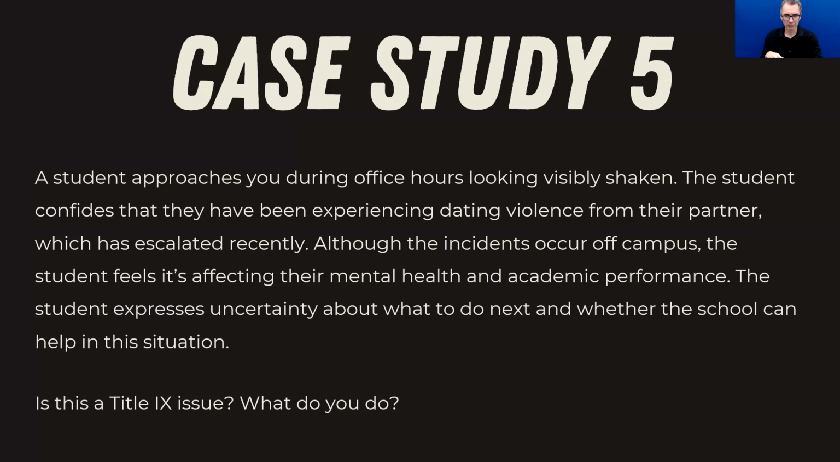That is me. Okay. A student approaches you during office hours looking visibly shaken. The student confides that they have been experiencing dating violence from their partner, which has escalated recently. Although the incidents occur off campus, the student feels that it's affecting their mental health and academic performance. The student expresses uncertainty about what to do next and whether the school can help in this situation. Is this a Title IX issue, and what do you do?